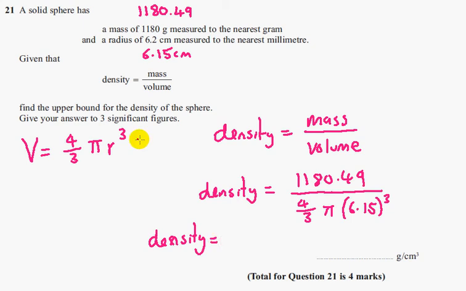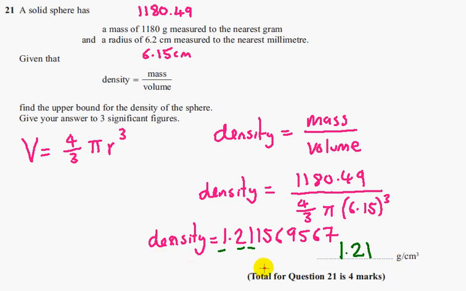Should get 1.211569.567, and it says give your answer to three significant figures. So that's 1, 2, 3. So the final answer is going to be 1.21 grams per centimeter cubed. And that's it for question 21.